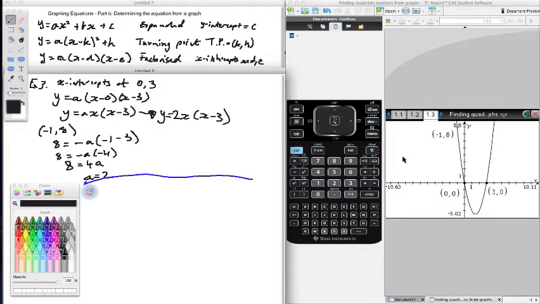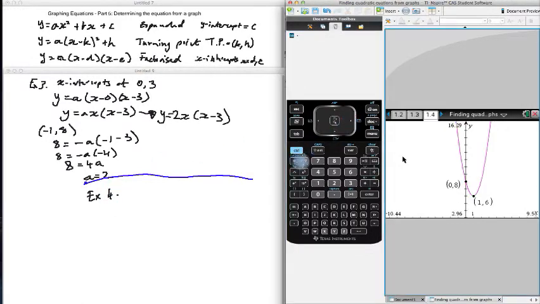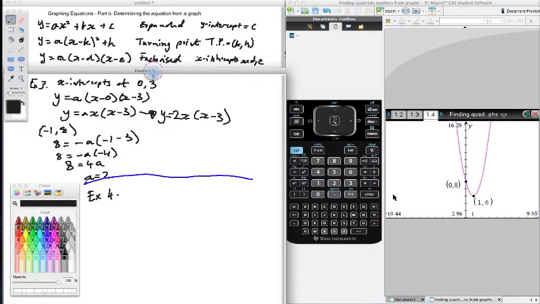Okay, so let's do now, I think this will be our final example, example 4. Here it is. So we know a turning point and we know the y-intercept over there as well. So, okay, the turning point we know. Turning point is (1, 6). So we're going to use turning point form. y equals a(x minus 1) squared plus 6.